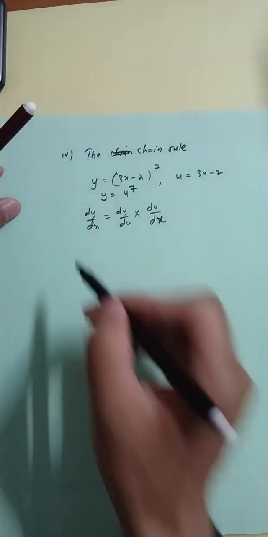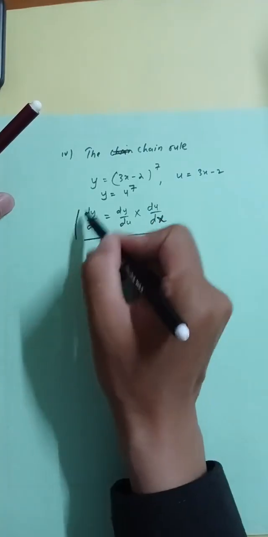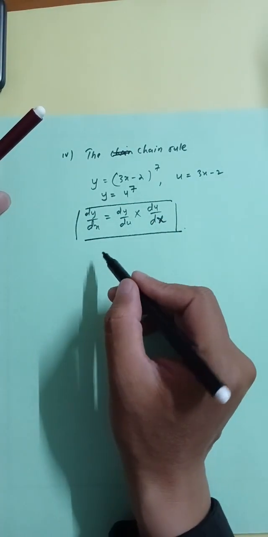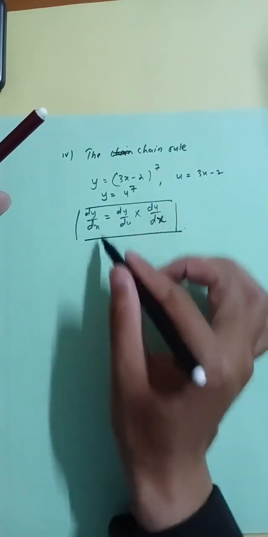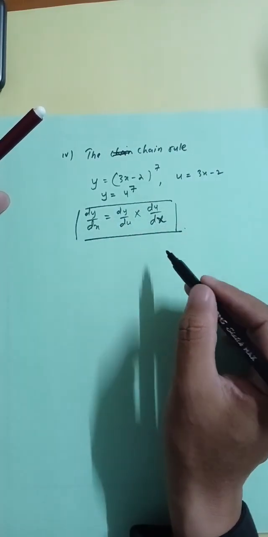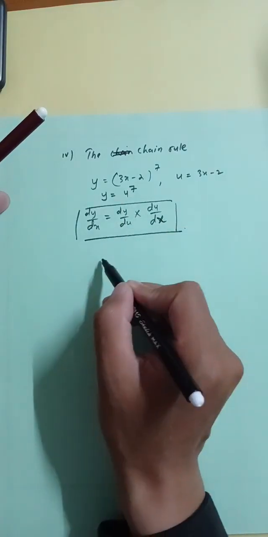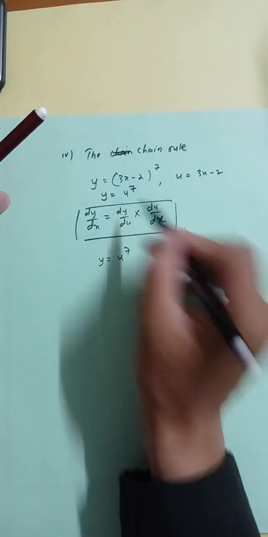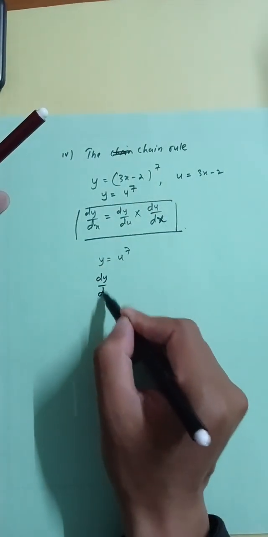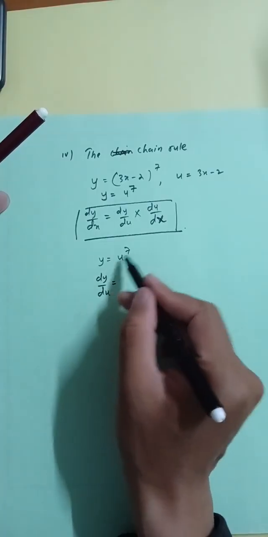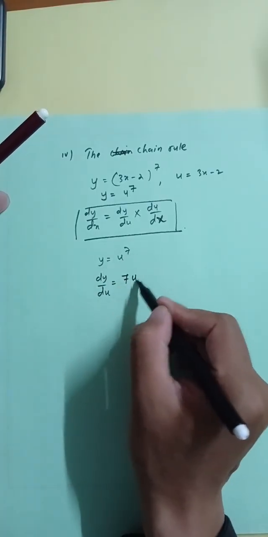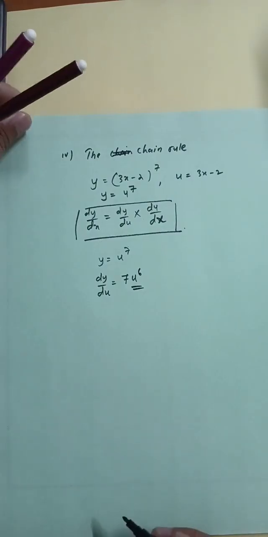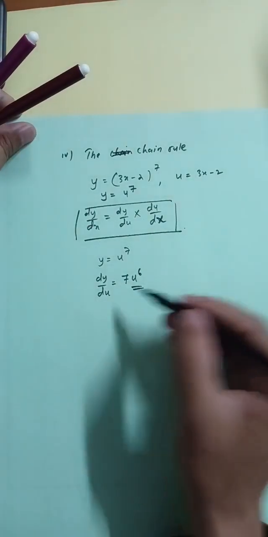The other rule is to find it directly. Suppose I have y equal to u raised to 7, where I replace 3x minus 2 by u. Then dy over du is, using the power rule, 7u raised to 7 minus 1, which is 6. So this is my first derivative, dy over du.